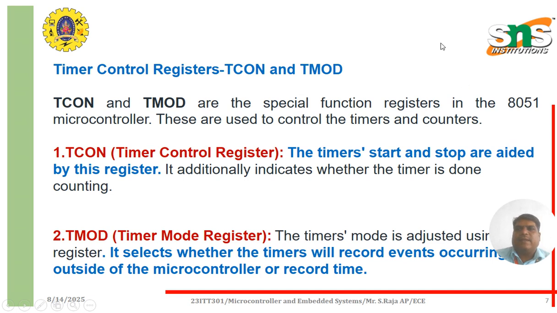Next, the important timer control registers. There are two control registers available: one is TCON, and another is TMOD. TCON and TMOD are special function registers in the 8051 microcontroller. These are used to control the timers and counters. Now we will see them individually.